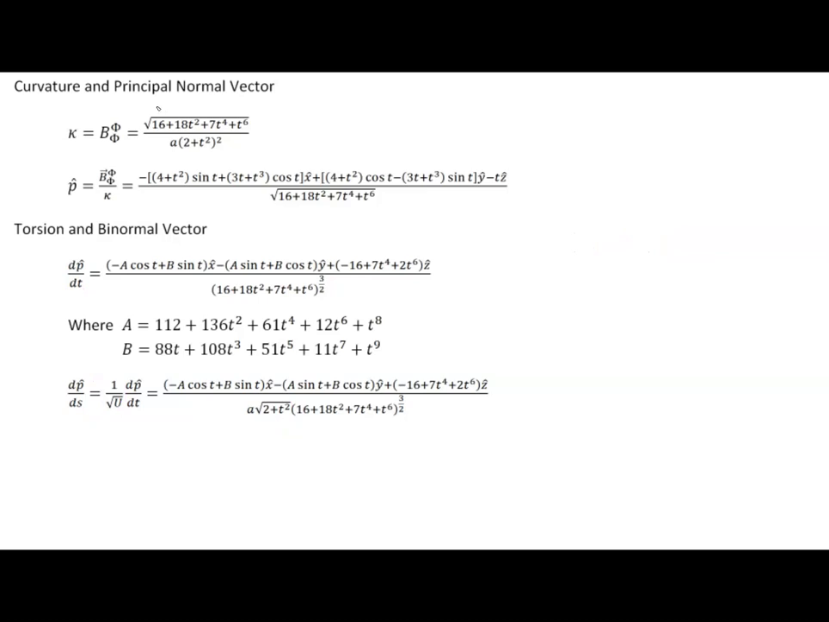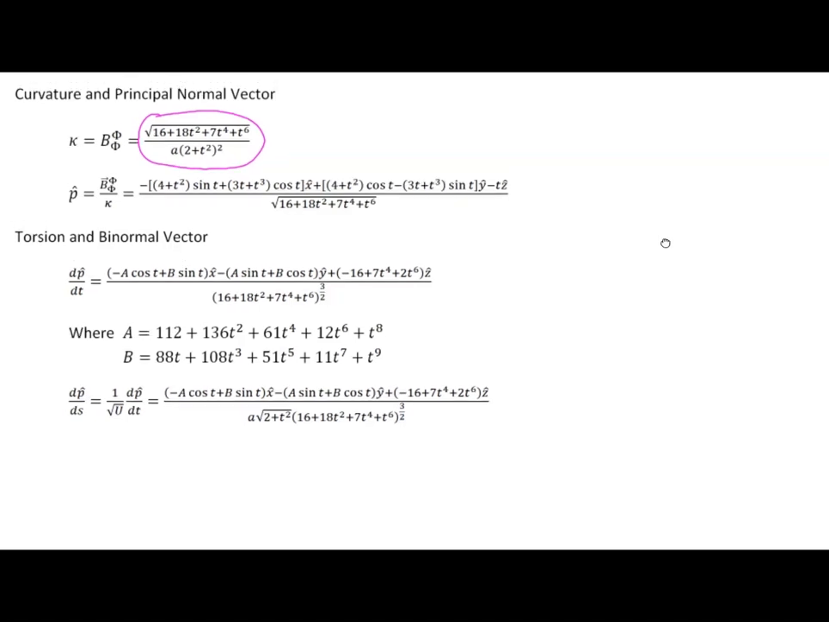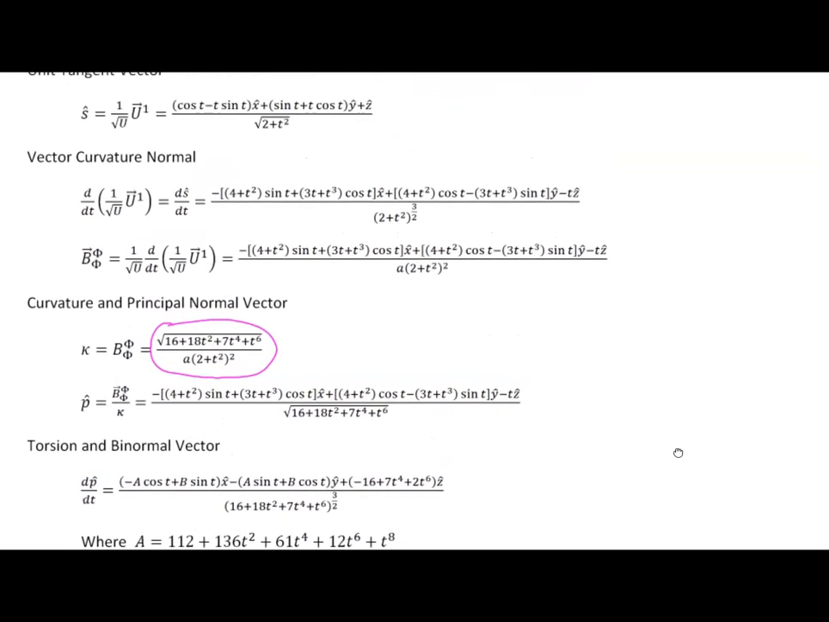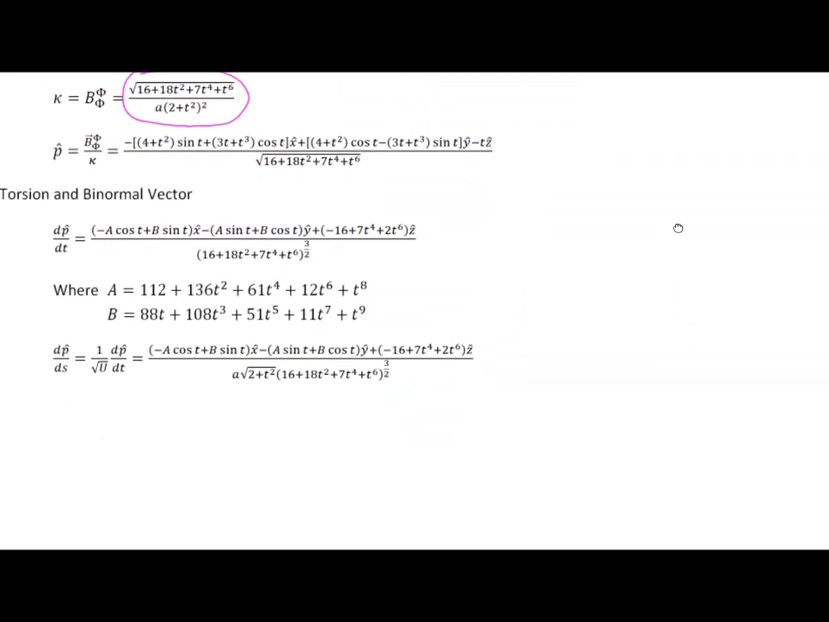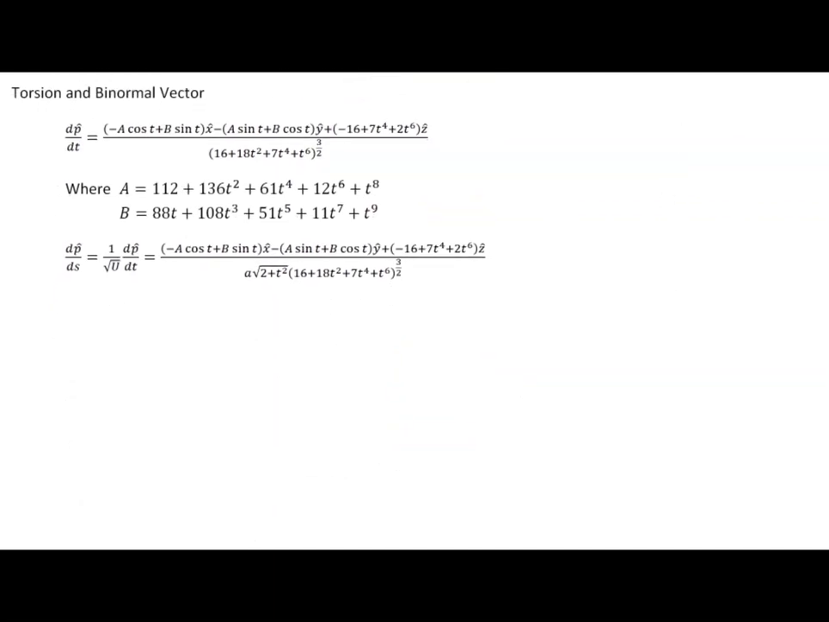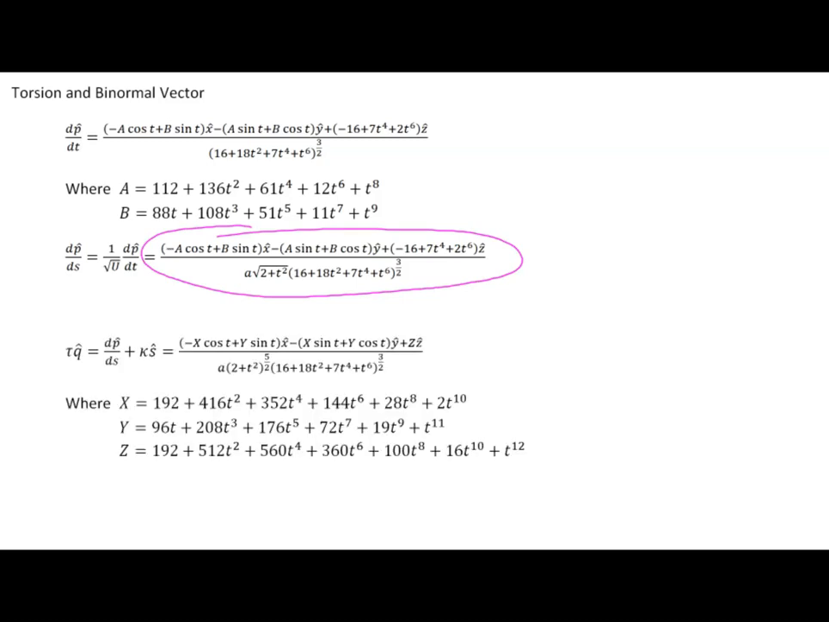Next, we've got to take the curvature, that's this expression right here, and multiply that by the unit tangent vector. So we'll go back up and get that. That's this expression right up here. So we're going to multiply those two together, and then we're going to add that product to the derivative of our principal normal with respect to s. So we're going to add that product to this expression right here. When we do that, that's what we're going to get right here.